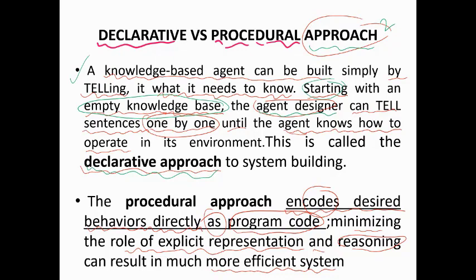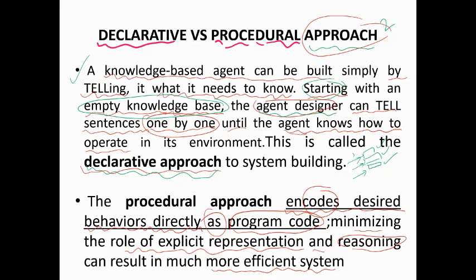Step by step, you can think like this. We are building the knowledge base one by one. Remember, I told you one by one. Every time, step one, then step two, step three. We record sentence one, then sentence two, then sentence three, then sentence four, and so on. Starting without any knowledge, with an empty knowledge base, agent designers can tell sentences one by one until the agent knows how to operate. So I will give you an example.